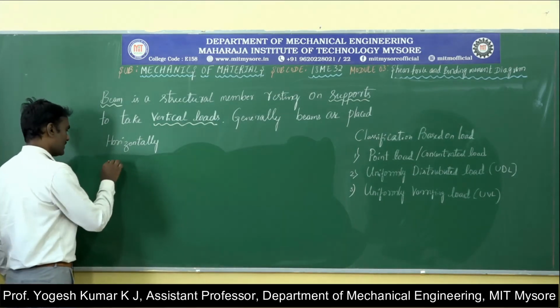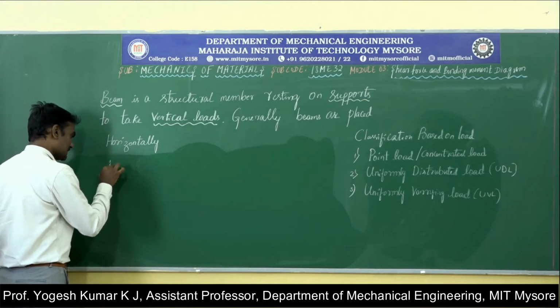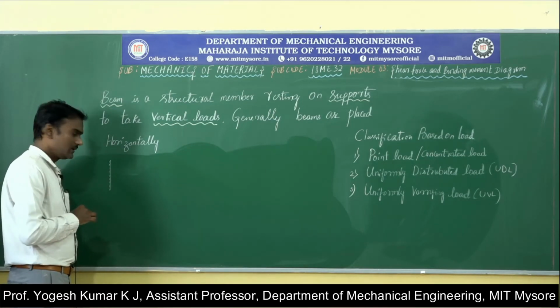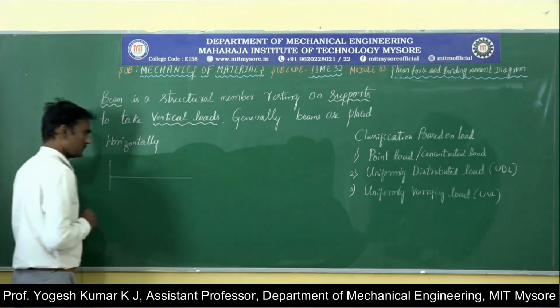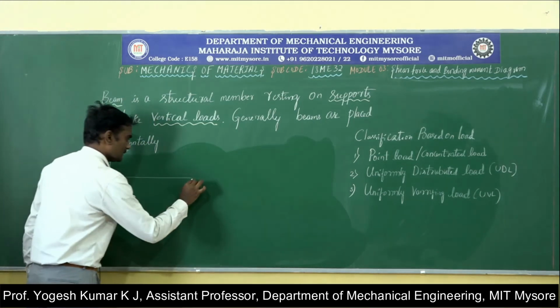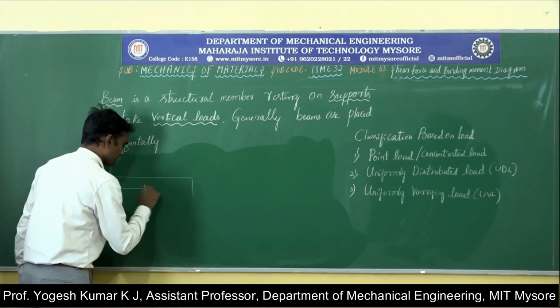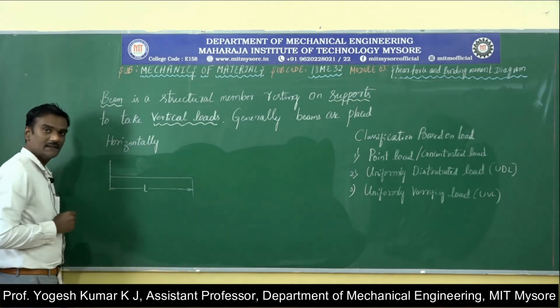So what is a cantilevered beam? A cantilevered beam is one which is fixed. This is how we are going to represent the fixed condition, fixed at one end, free at the other end. So let us have a span length of the beam as L. Span length means length of the beam as L.